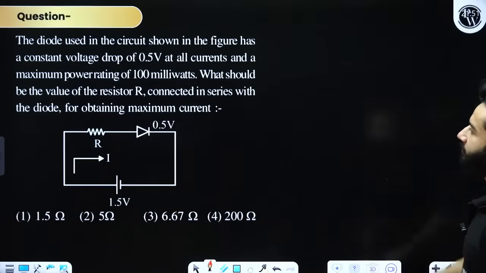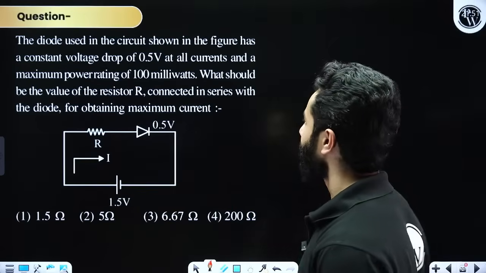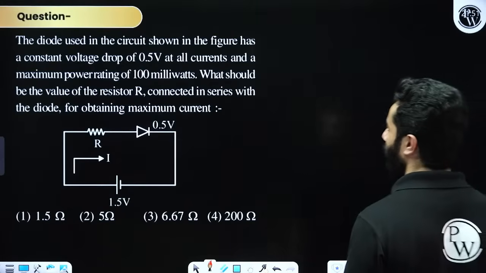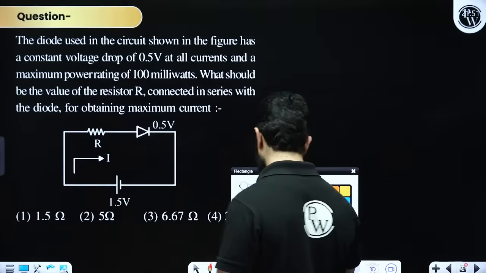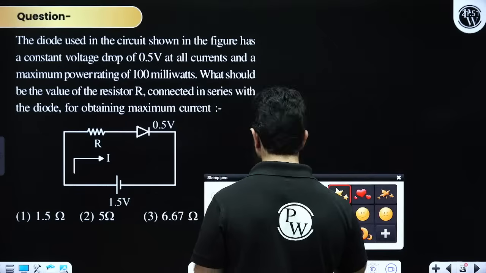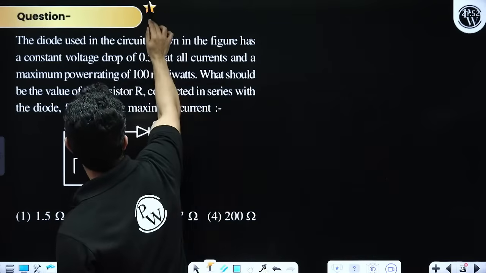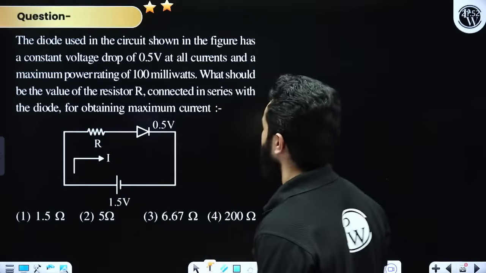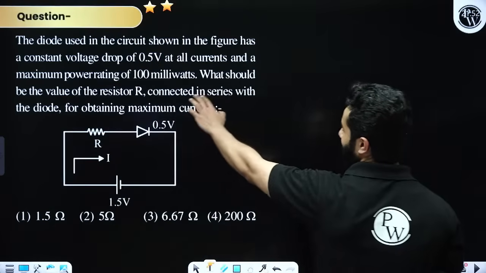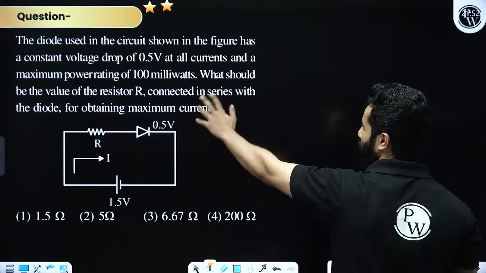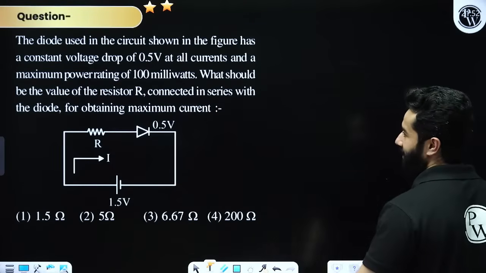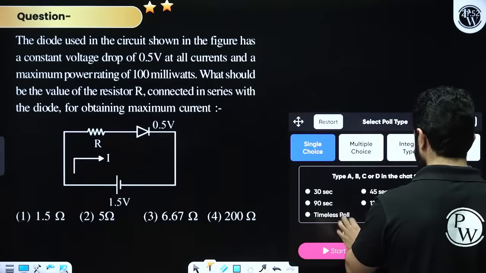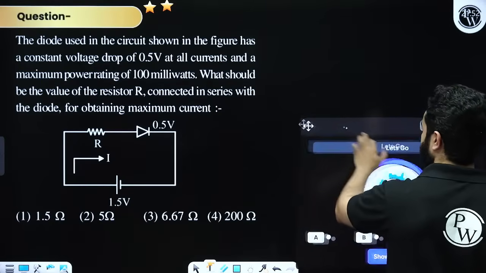Next is this. The diode used in the circuit shown in the figure has a constant voltage drop of 0.5 volt at all currents. This is a nice problem. You will have to use concepts of both current electricity and a little bit of diode. And then they are saying maximum power rating is also given, 100 milliwatt. What should be the value of resistor R connected in series with the diode? Chalo, let's solve this under 90 seconds.